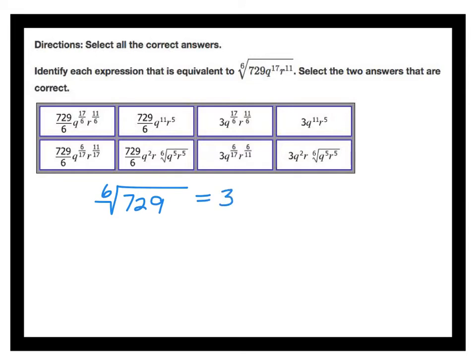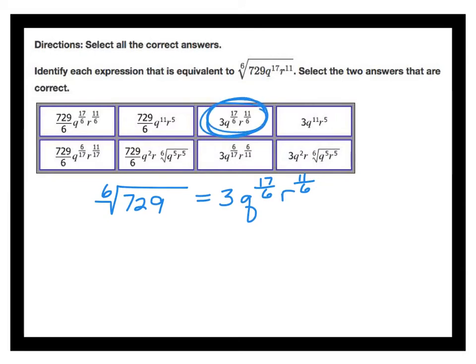From there, now we want to think about how we would express each part of this. We talked about exponent over index. So Q would be to the 17/6. And then same thing, R, exponent over index, 11/6. So there's one of the correct answers already. 3Q to the 17/6, R to the 11/6, so that's this one.